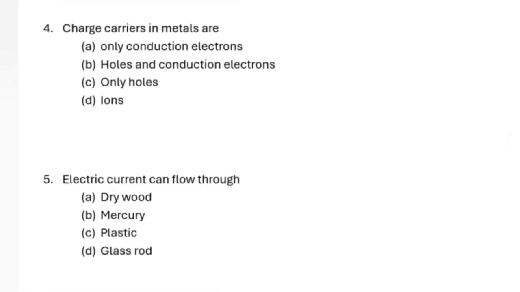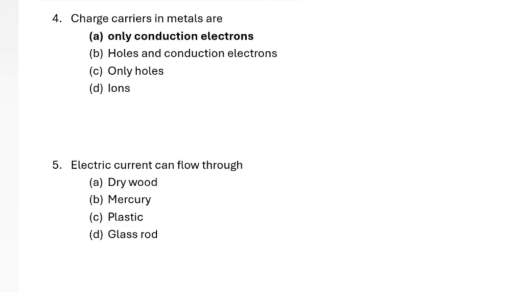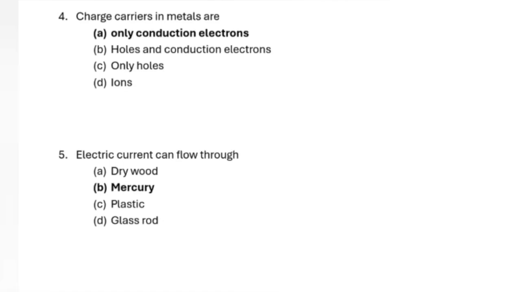Question number 4. Charge carriers in metals are option A only conduction electrons, option B holes and conduction electrons, option C only holes, option D ions. Here the correct answer is option A only conduction electrons. Question number 5. Electric current can flow through option A dry wood, option B mercury, option C plastic, option D glass rod. Here the correct answer is option B mercury.